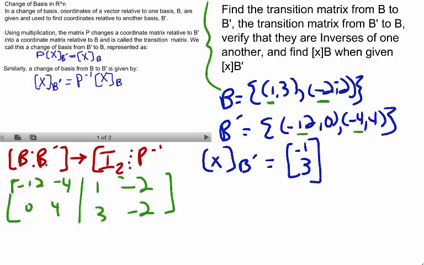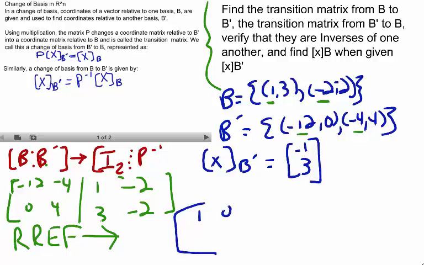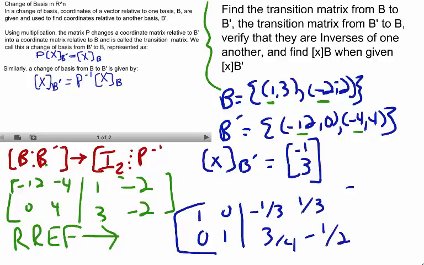Now we simply conduct row operations, or we can use our graphing calculator to find the reduced row echelon form. I'll use the graphing calculator. And my result is 1, 0, 0, 1, negative 1/3, positive 1/3, 3/4, and negative 1/2. This matrix is our P inverse.